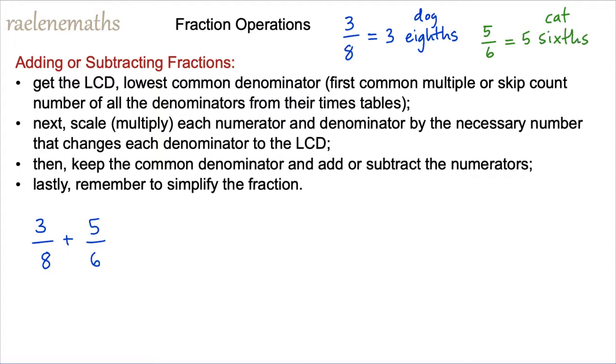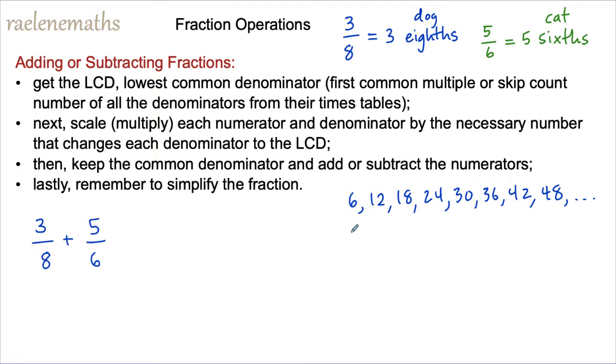So we're going to do this by recognizing that 8 and 6 are denominators, but they have skip counting times tables numbers. If we skip count by 6, we get 6, 12, 18, 24, 30, 36, 42, and 48. We can keep going, but I'm stopping at 48 because 8 times 6 is 48.